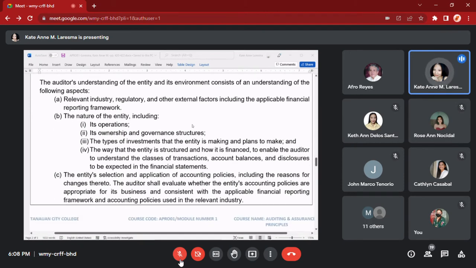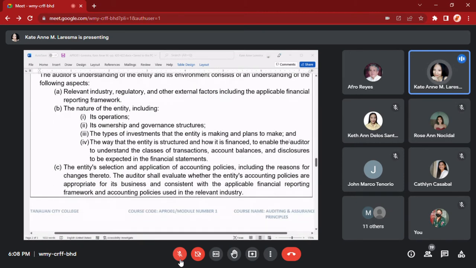Then dito naman sa B, the nature of the entity including one, its operation. So, sino ba si entity? Ano ba ang sources ng revenue ni entity? Mga key customers at suppliers niya. Yung geographic dispersion and yun, mga ganon. Then dito naman po sa number 2, its ownership and governance structures. So, anong type of ownership ba si entity? Sole proprietor ba to? Partnership or corporation? Then, dito naman sa governance structures, meron ba siyang board?